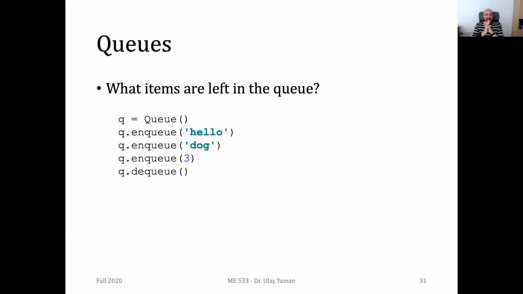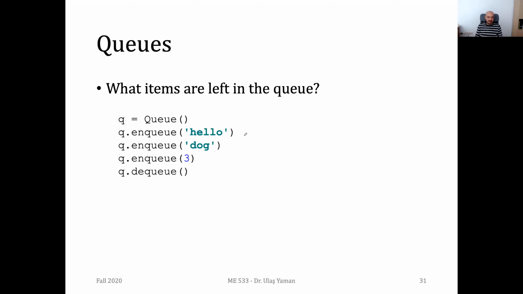tell me the answer to this question. What items are left in this queue? We have a queue data structure. We are adding 3 of them, and then we have an extra operation, a very simple one. So let me show you.